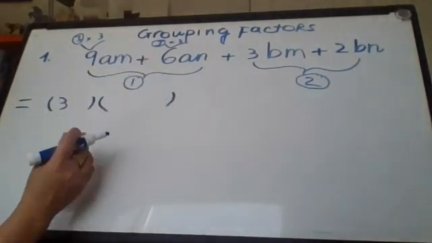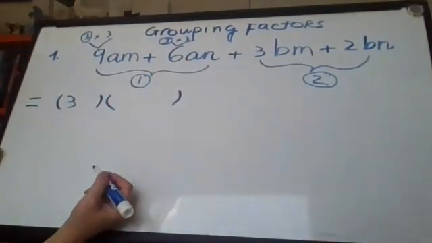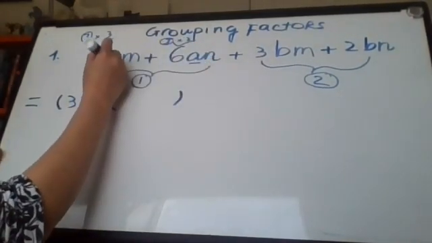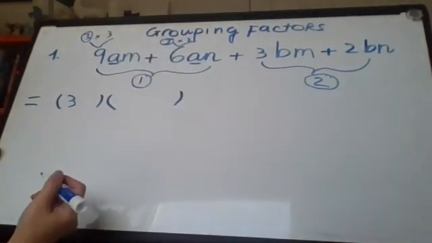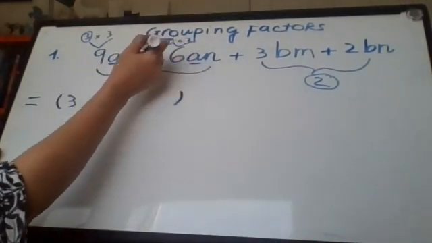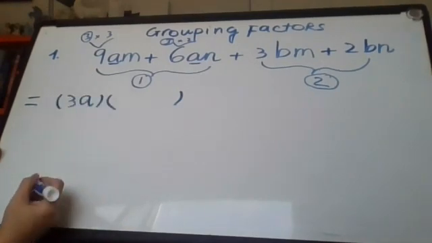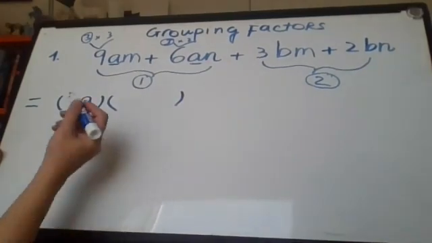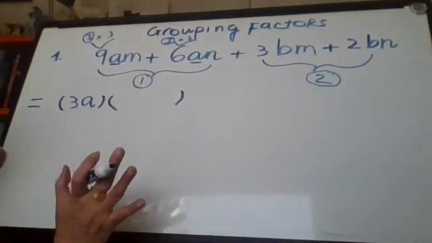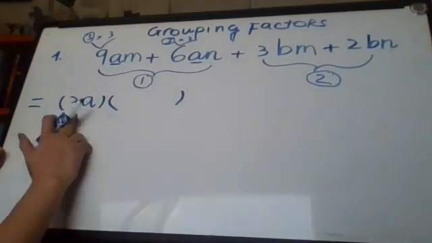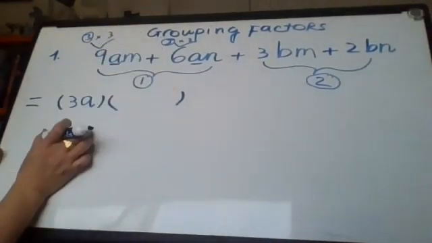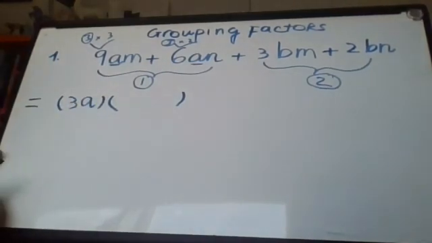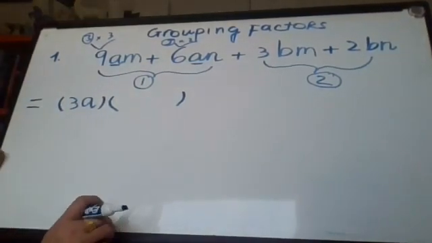Now we look at the letters. What is the common factor for the letters? We have A in here and we have A in here. So this A to power 1 is the same common factor. So I'm going to pull out the A and put it in here. And of course, the powers have to be the same, and they are both the same. We don't have to deal with the power here. Everything is power 1. That's good. So now we have 3A. That is the greatest common factor. We put it in the first bracket, right? That's how we do greatest common factor.